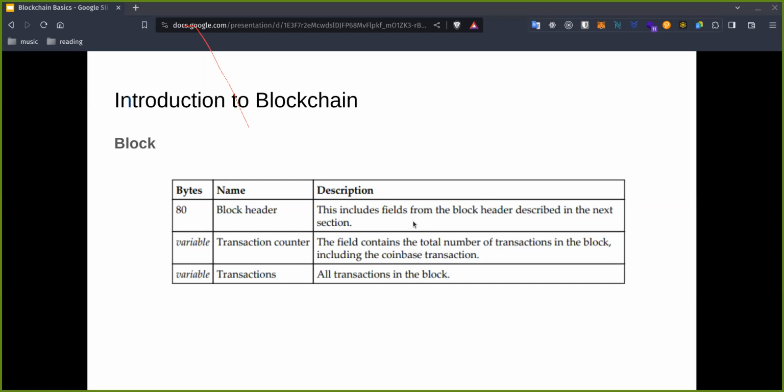Then you have a transaction counter, which can be variable. It contains the number of transactions in the block, including the Coinbase transaction. Remember, the Coinbase transaction is the first transaction in the block. Then the block holds all the transactions in the block itself.